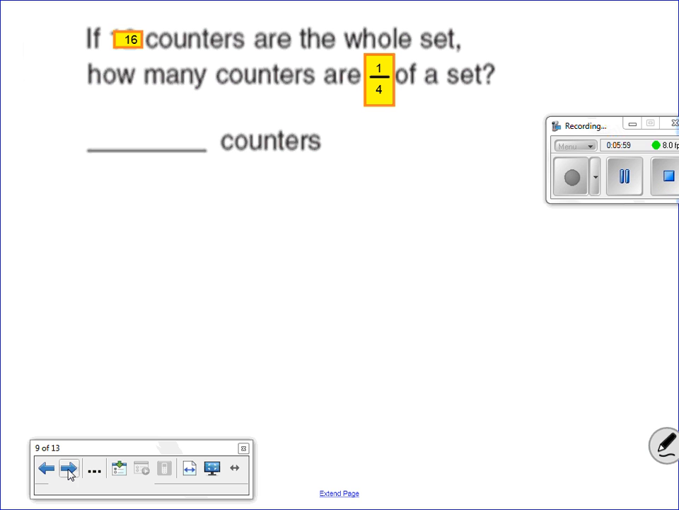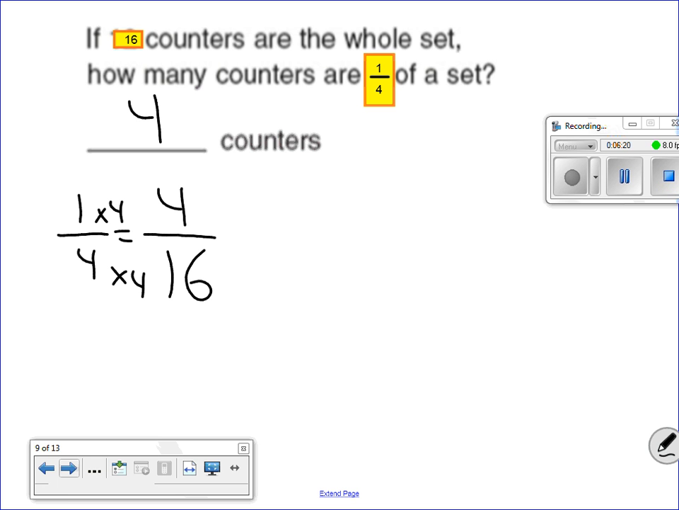If 16 counters are the whole set, automatically 16 here. How many counters are 1/4? Now we're going back to kind of the time, 1/4 of an hour, okay? So I'm going to put 1/4 equals what over 16? Well, now we're multiplying times 4, 4 sixteenths. 4 counters would be 1/4 of 16. You see how we're doing that? 1/4 equals blank over 16.